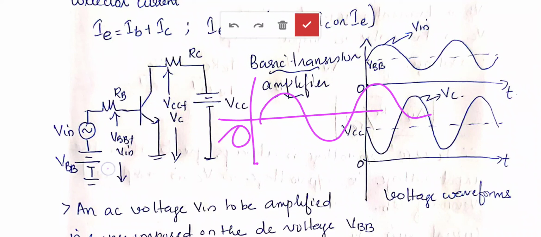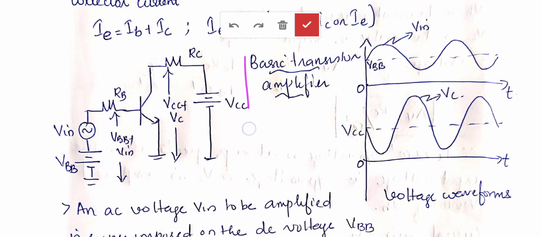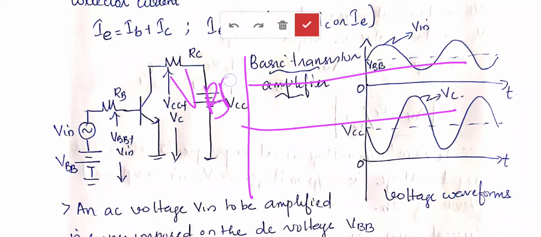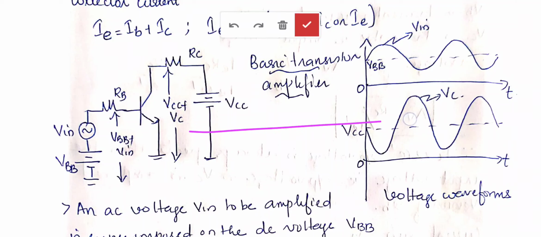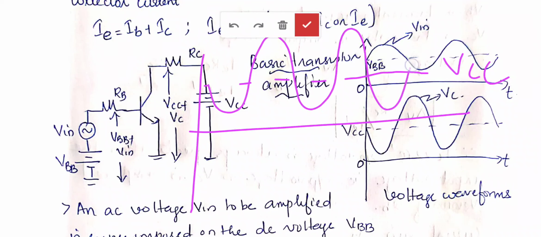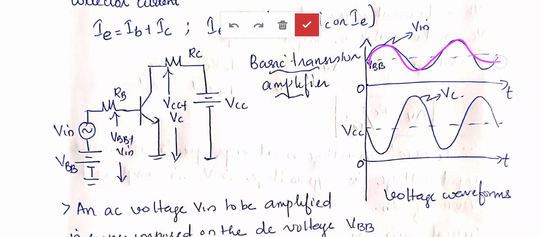But here this Vin is superimposed with the DC voltage VBB. So we will be drawing this VBB line, a DC voltage VBB, above which the input voltage is superimposed. Same way, the output voltage will be on the VCC line, above which the collector voltage VC is superimposed. So you can see there is an increase in the amplitude.